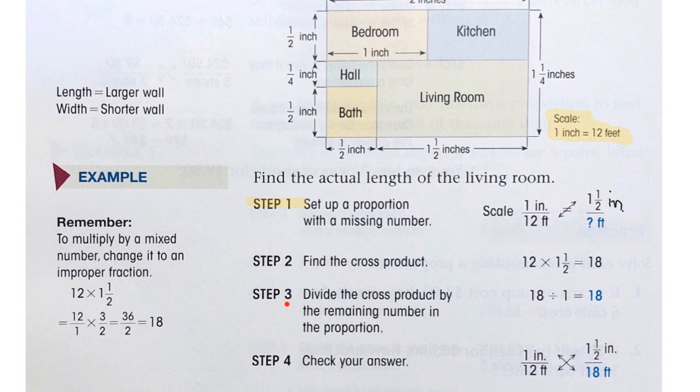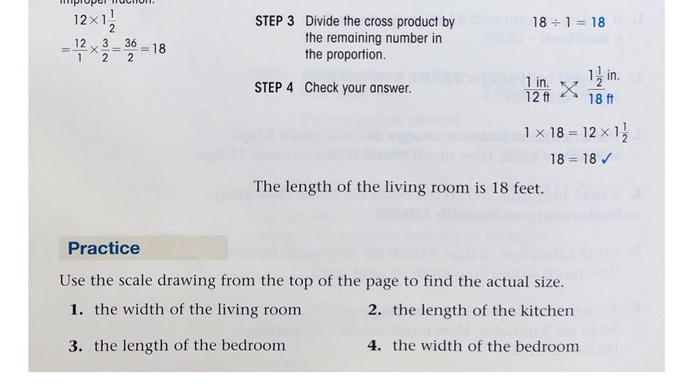And then step 3, divide the cross product by the remaining number in the proportion. In this case, we have the 1 times something gives us 18. And when we divide 18 by 1, we get 18. So the missing amount is 18 feet. So the length of the living room is 18 feet. So let's check our answer with that and scroll it down. We can see 1 times 18 is 18, and 12 times 1.5 is 18. So yes, the length of the living room is 18 feet.